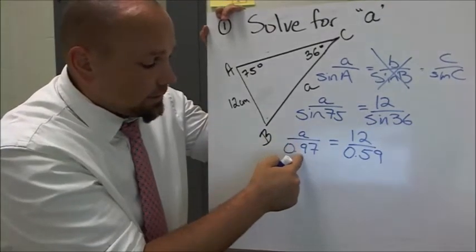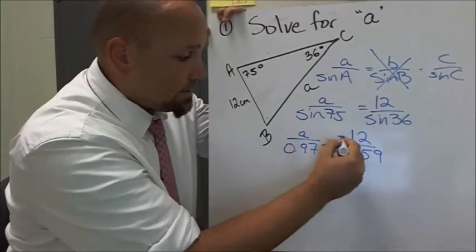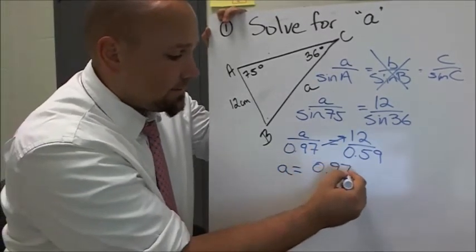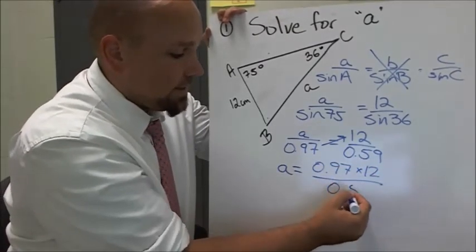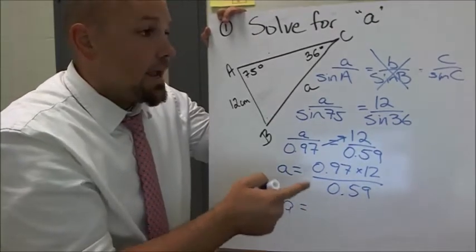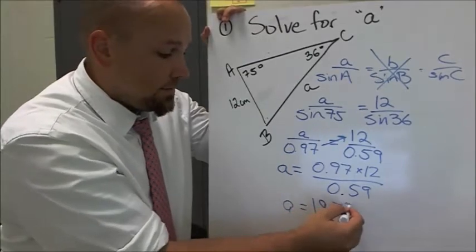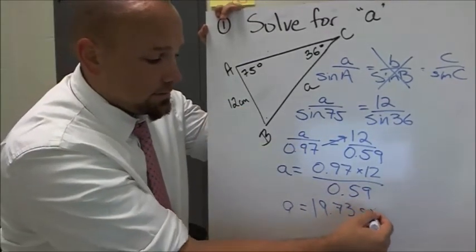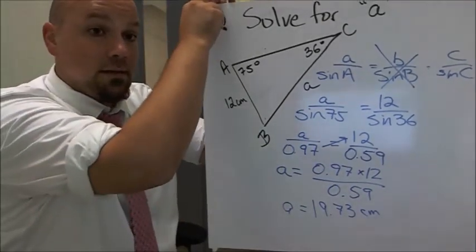Okay? All right, so now I have to solve for a. Well, there's a denominator here, right? So I'm dividing by 0.97. So to get rid of that, I just need to multiply. So a is equal to 0.97 times 12 over 0.59. And that's it. So now I just put that in my calculator and I get that a is equal to 19.73. And since this is in centimeters, this is going to be in centimeters. Okay? So that's how we use the sine law to solve for a side.